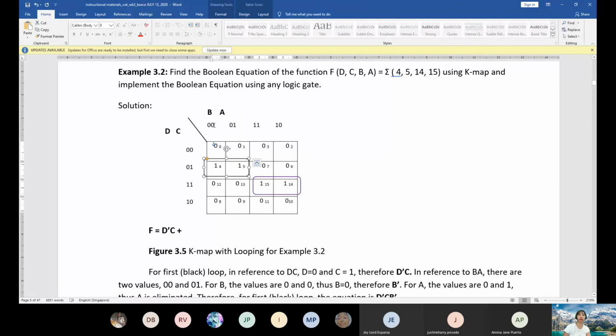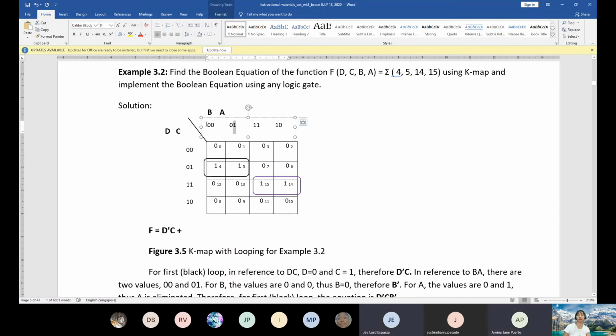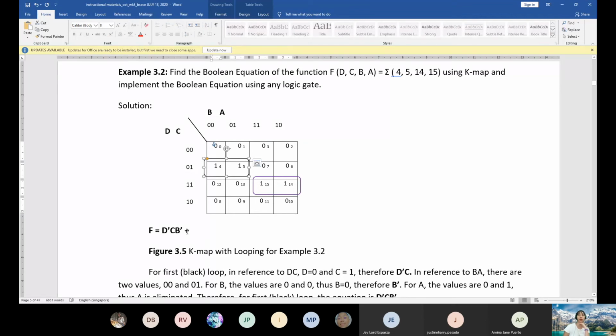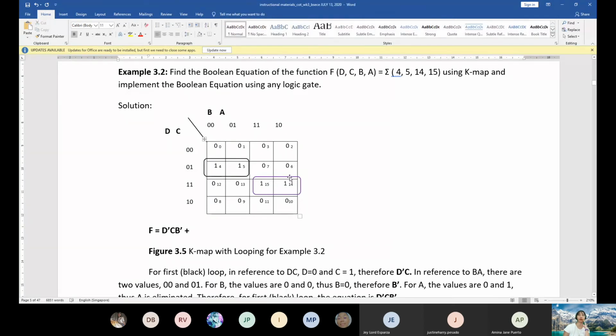However, with respect to the BA input, we have two values, 0, 0 and 0, 1. Then again, compare A, 0 and 1. What will happen to A? Eliminated. A is eliminated, whereas B is 0, 0. Therefore, B is 0, so we will write B prime. So for the black loop, the equation is D prime C B prime, plus.